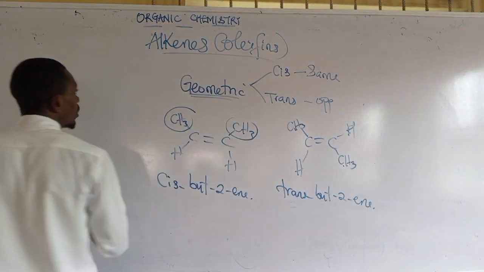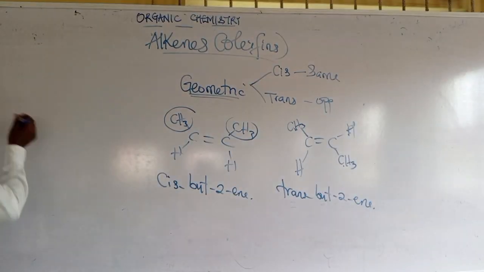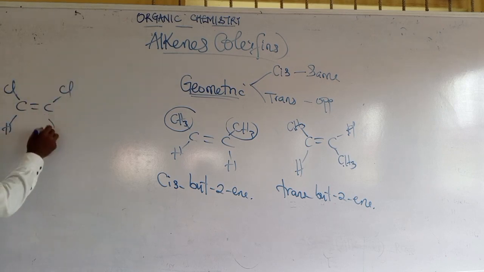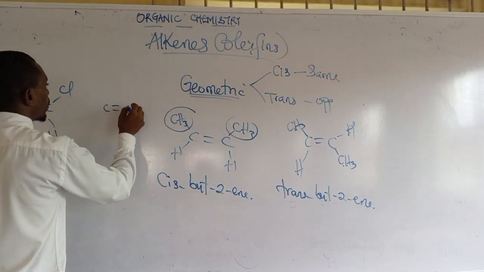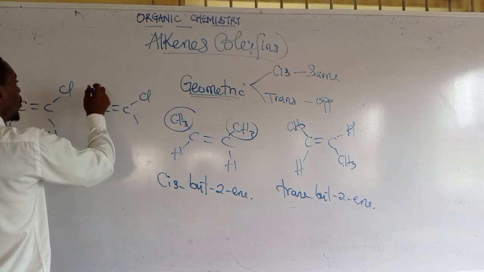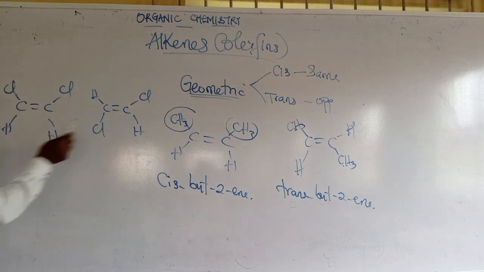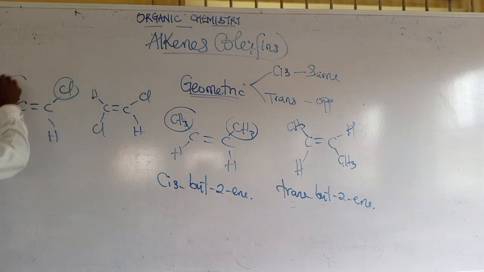So this is for alkenes, all right? We could also have a state whereby we have carbon bonded to chlorine on the same side, and hydrogen here. And then chlorine on the opposite side. In this case, there are just 2 carbons, and the chlorines here are on the same side, so it is cis.